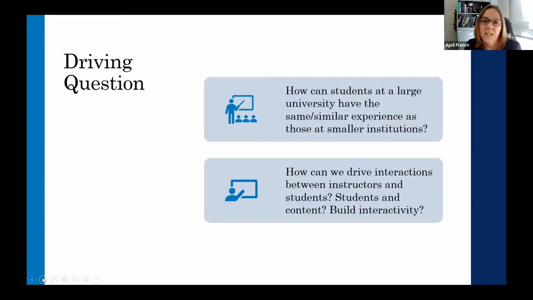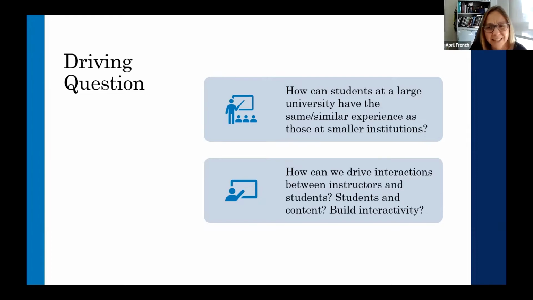So at the same time that I'm thinking about all this, I'm also kind of driven by the questions of how can students at large universities have the same or similar experiences as students at smaller institutions? So can we design activities, labs, or even train our teaching assistants to drive those interactions between instructors and students like they would have at really small institutions, and really build that interactivity and engagement where they're interacting with each other, where they're interacting with their instructor, where they're interacting with the chemistry, where they're doing the manipulatives and labs, and really drive that engagement?